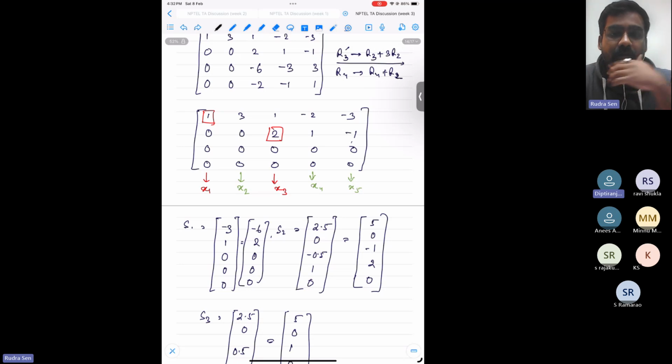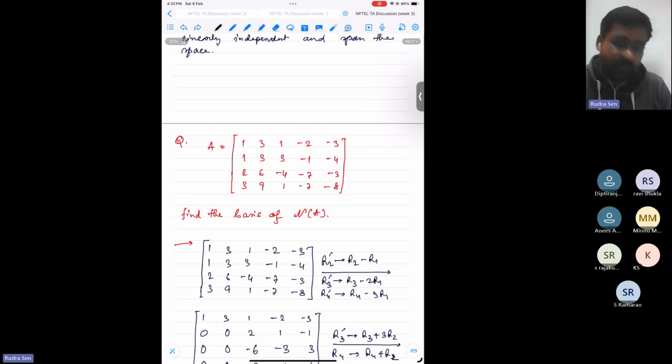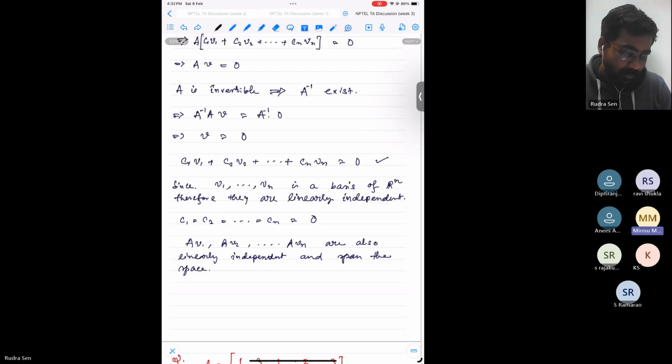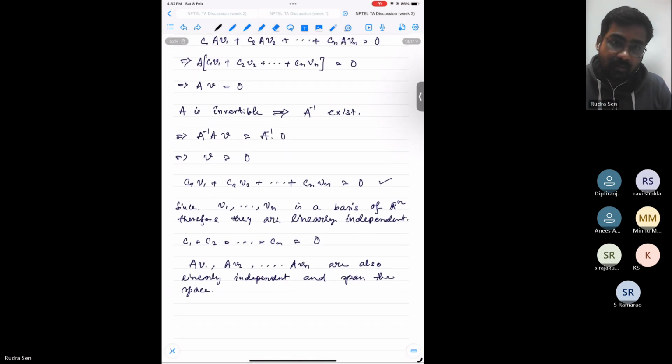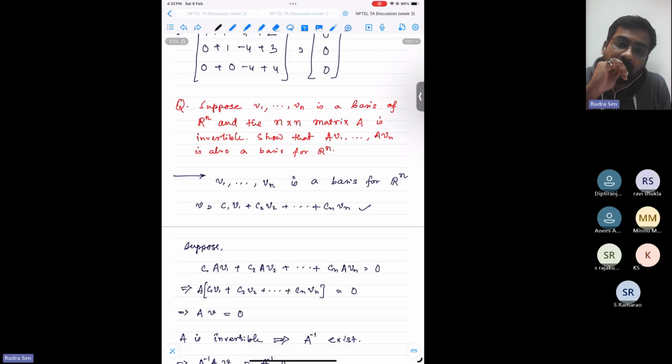The last previous two examples. Yes, the last previous two examples. This one. Our previous class, sir. Next, this example. This example. Okay. Yes, sir.